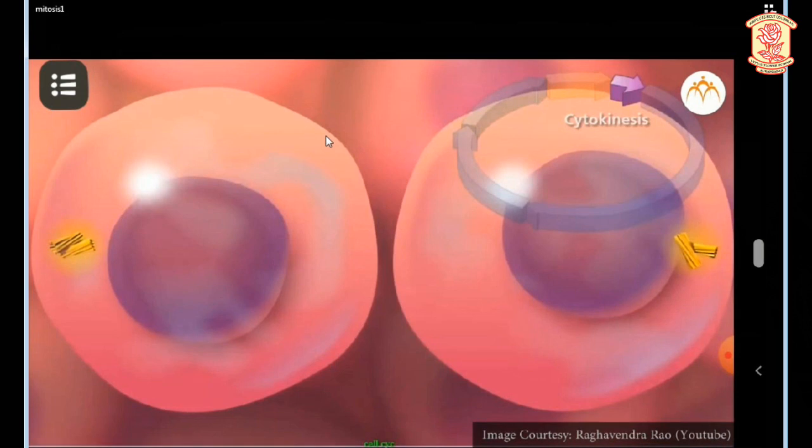In the next step, called the cytokinesis, the animal cell enters into this step. The cell constriction develops from the peripheral side and increases towards the center. When the constriction meets, the cytoplasm divides to give two new daughter cells.